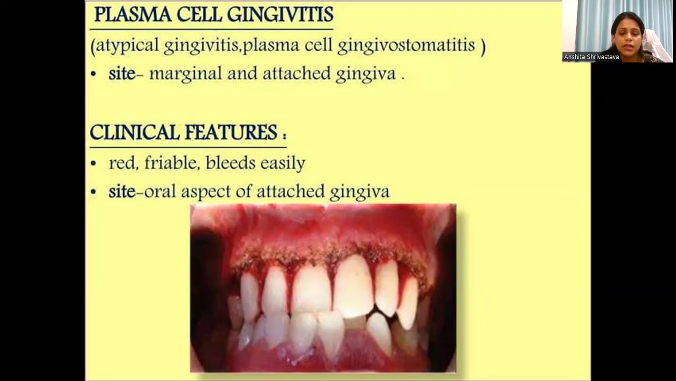Clinical features. Here you can see in the picture how plasma cell gingivitis is seen. It is seen as red, friable, and it bleeds easily. Seen on the oral aspect of attached gingiva.